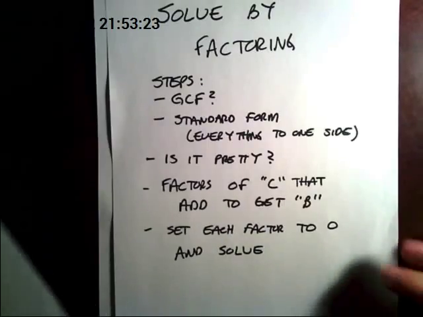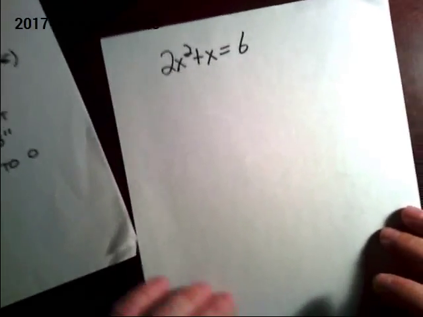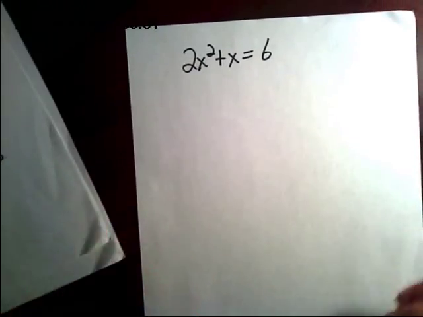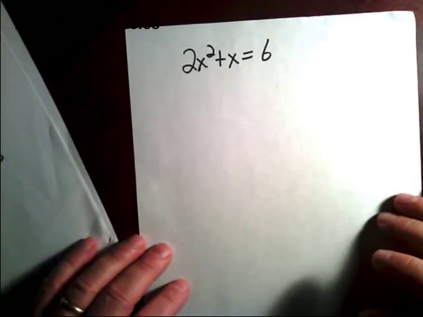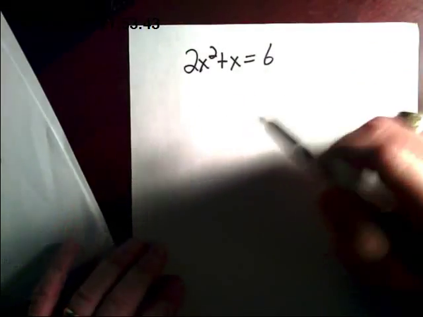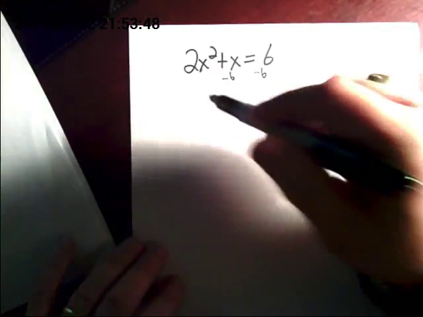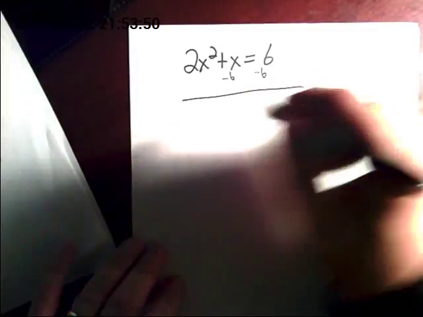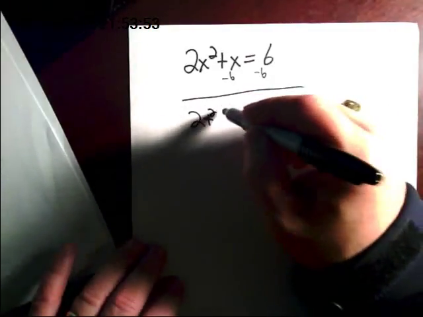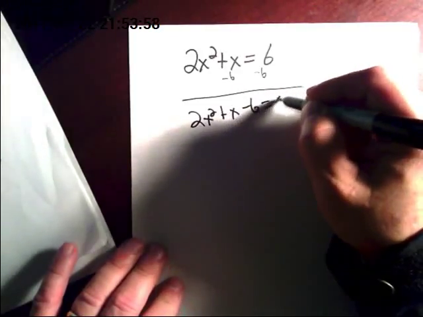We have a sample problem here, and if I look at my notes, it says greatest common factor. Is there a common factor between 2, 1, and 6? There is not a common factor. I have to get this in standard form. That is, I got to get the 6 over to that side. I can't just move it. I have to use what's called the inverse operations. I subtract 6 from both sides. 2x squared plus x minus 6 equals 0.